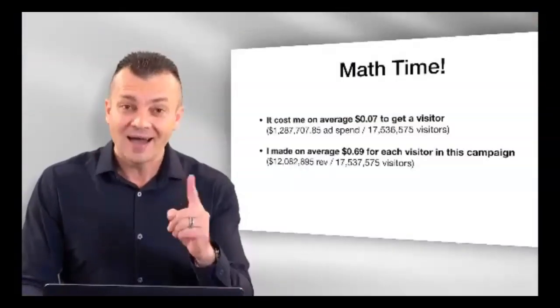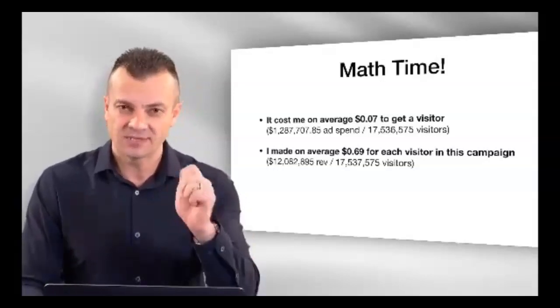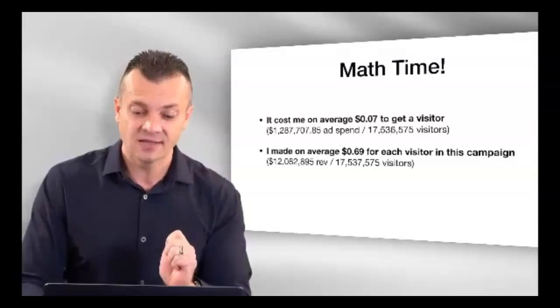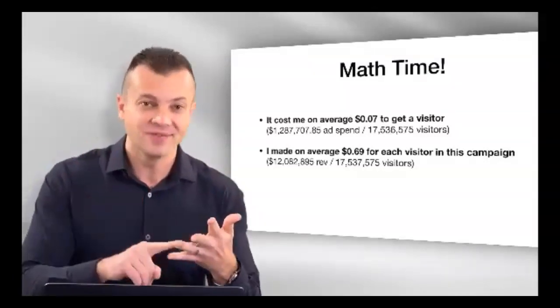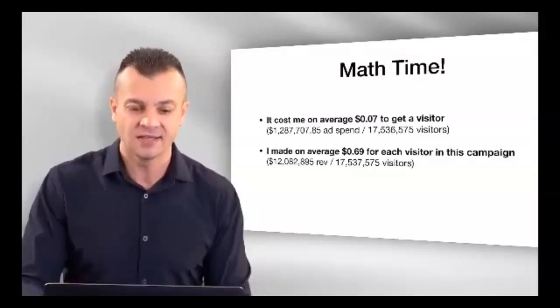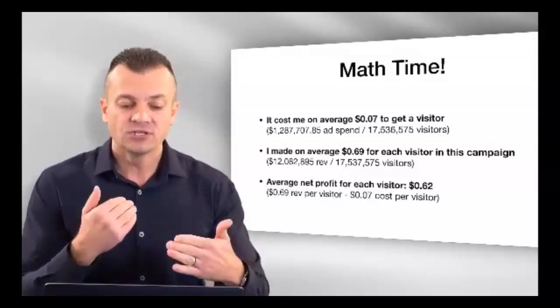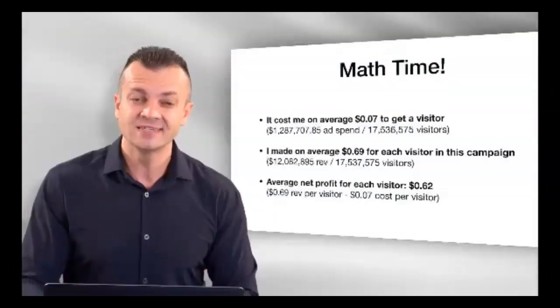Now, I made on average for each one of those visitors 69 cents. So I paid 7 cents and I made 69 cents for every visitor, regardless if they opted in, regardless if they engaged with me or not. Every single visitor was worth 69 cents to me. So my average profit after expenses for each visitor was 62 cents.